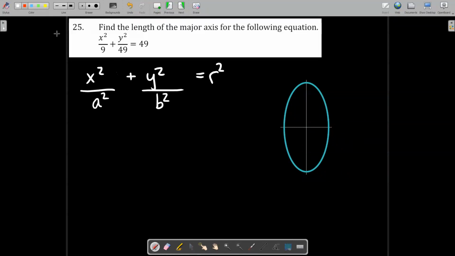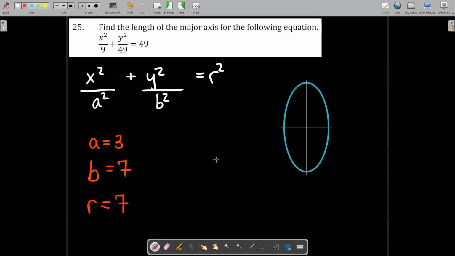So let's figure out what our A is. Let's figure out what our B is. And let's figure out what our R is. If A squared is equal to 9, then that means that A has to be equal to 3. If B squared is equal to 49, then B has to be equal to 7. And if R squared is equal to 49, that means R is also equal to 7.